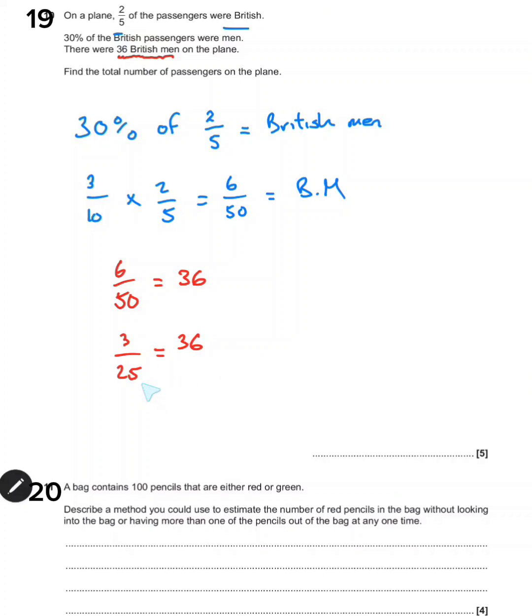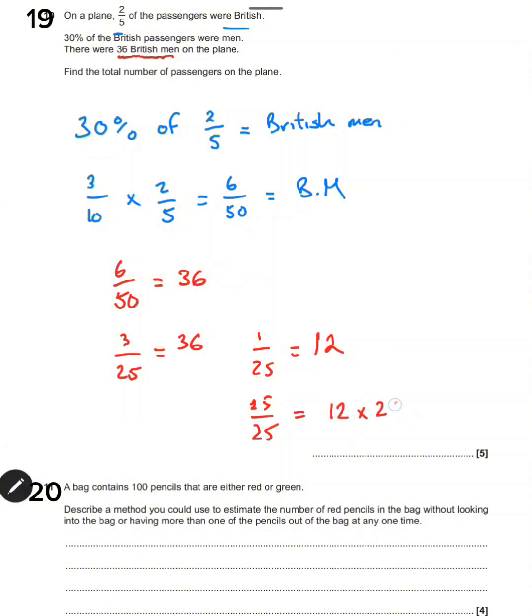If I want to know the total number of people, I need 25 25ths. So first I'm going to work out 1/25th, and I'm just going to take this number and divide it by 3. If 3/25ths is 36, 1/25th must be 12. And if I know 1/25th, I can work out 25 25ths. I just need to do 25 times 12.